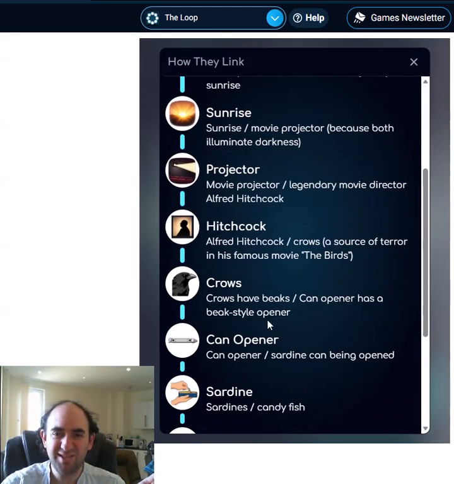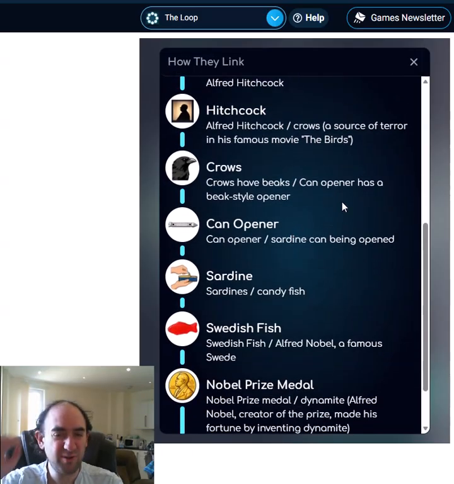Crows have beaks, and this is a can opener. That looks absolutely nothing like the style of can opener that I use. And apparently it has a beak style opener. I wouldn't have got that even if I knew it was a can opener. Wow, maybe that's more of an American thing than a European/British thing.